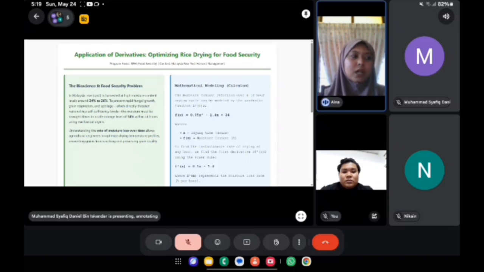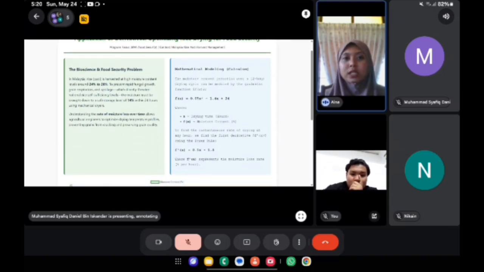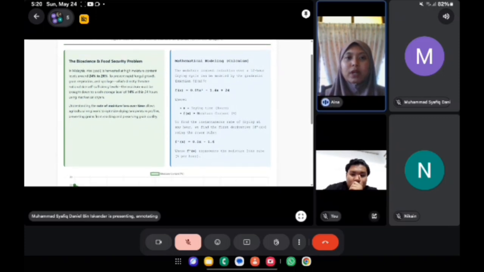It focuses on a critical pillar of Malaysia's agricultural resilience, food security, specifically within rice post-harvest management. The bioscience and food security problem is that in Malaysia, rice or padi is harvested at high moisture content levels around 24% to 26%. To prevent rapid fungal growth, grain respiration, and spoilage, which directly threaten national rice self-sufficiency levels, the moisture must be brought down to a safe storage level of 14% within 24 hours using mechanical dryers.